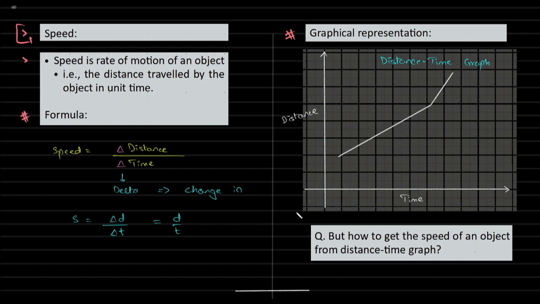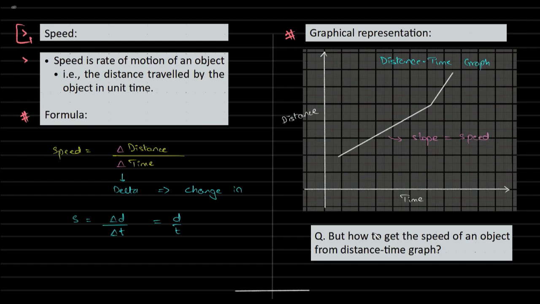But how to get the speed of an object from distance time graph? Here I am talking about speed, but here the graph is distance and time. So how do we actually get this? I told this line represents speed, but what part of the line represents speed? The slope part. Slope of a graph in a distance time graph will give you speed.